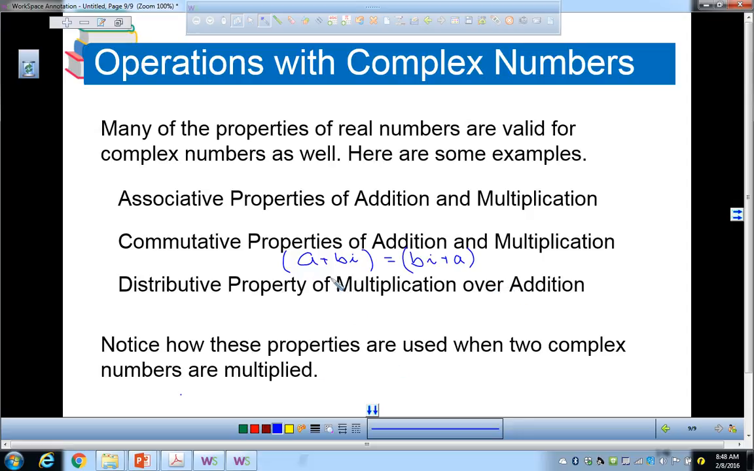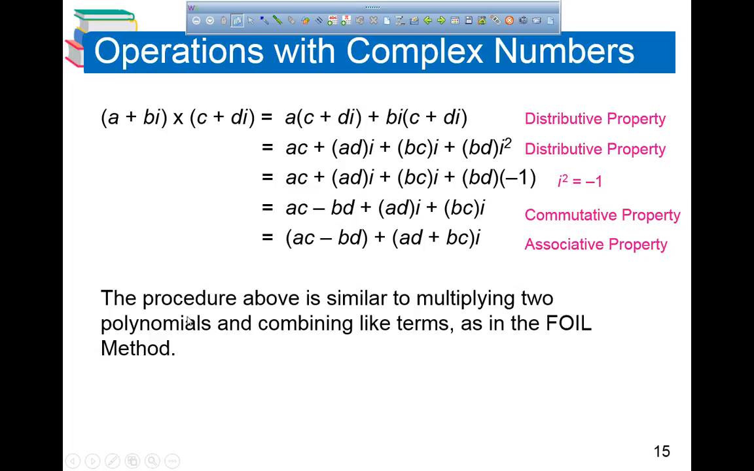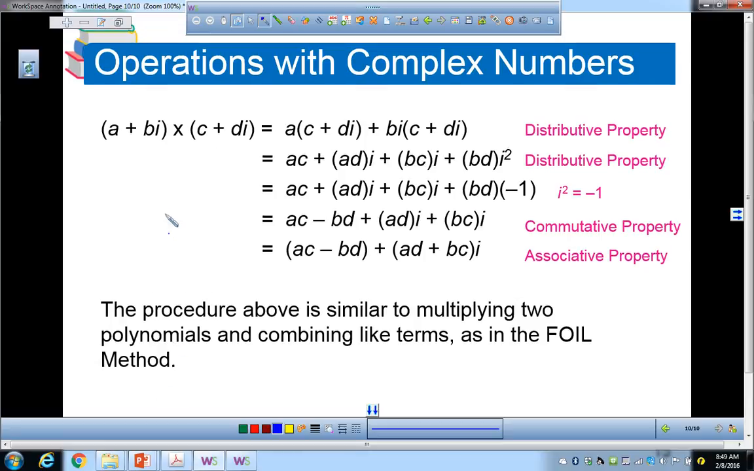Distributive property. Let's look at an example they give us. Okay, you can look at that. We'll do some examples in a second. Distributive property, what does that say? A plus bi times c plus di gives a times c plus bi, and bi times c plus di. So distributive property, and we'll work on this as we do some.